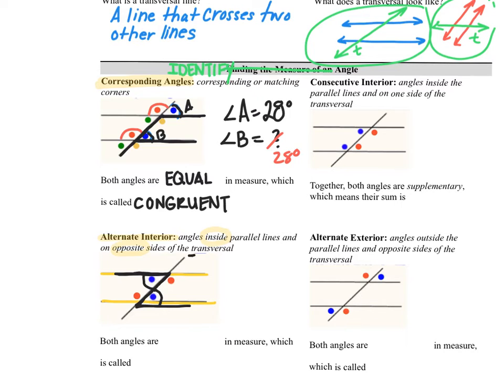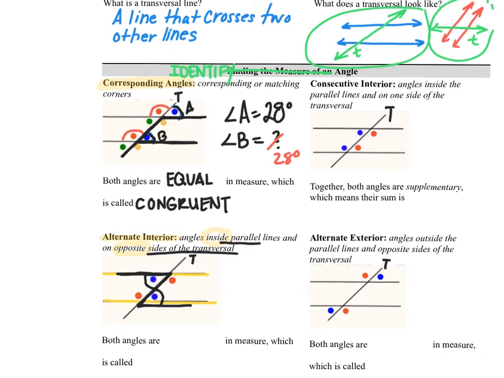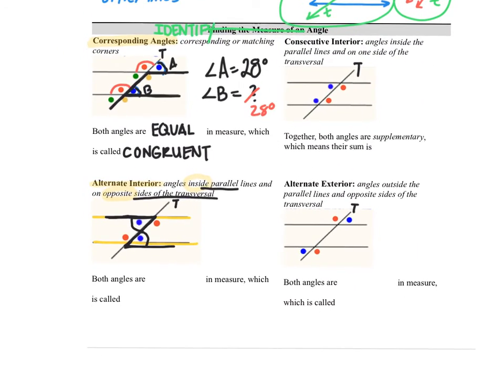The transversal, don't forget, is the one that always cuts. So here's a transversal here, here's a transversal here, here's a transversal here. Okay, so they're the opposite sides of the transversal, but inside the parallel lines. So inside the parallel lines and opposite of the transversal. Okay, the cool thing about this one that I love too is that both of these angles are equal in measure, which means they're called congruent. Well, this is wonderful because if we have to measure it, if I have one, then I know the other.